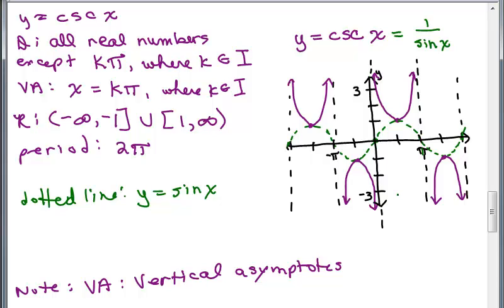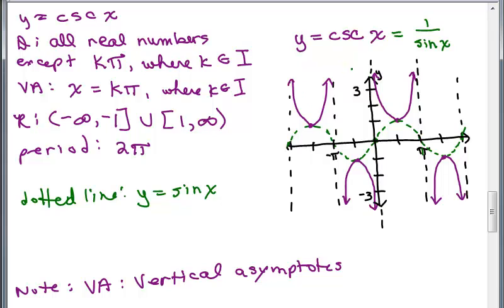Now, the other thing that's very important to note is that in each of these places between the asymptotes, let's say between 0 and pi, the maximum of the sine function, in other words the maximum y coordinate, is 1, and that's going to be the minimum y coordinate for the cosecant. If you go between pi and 2 pi, the minimum point of y equals sine x happens to be the maximum point of y equals cosecant of x.